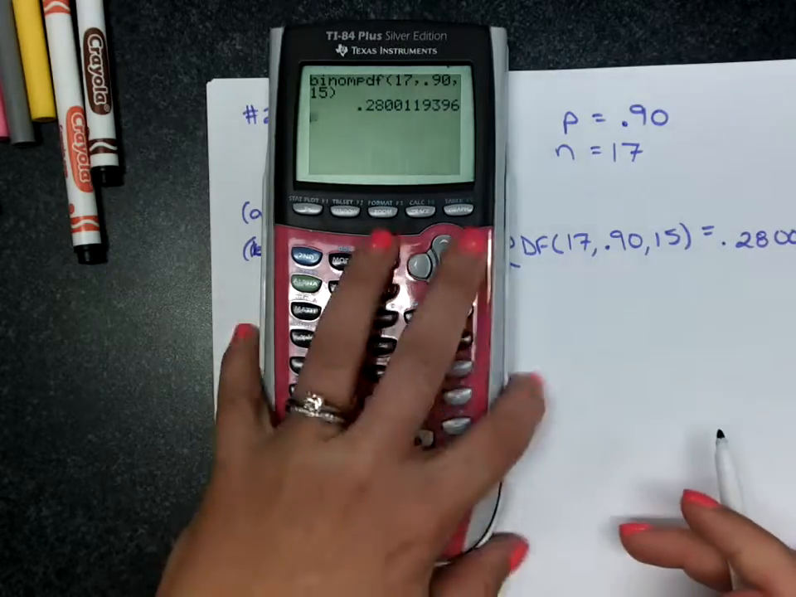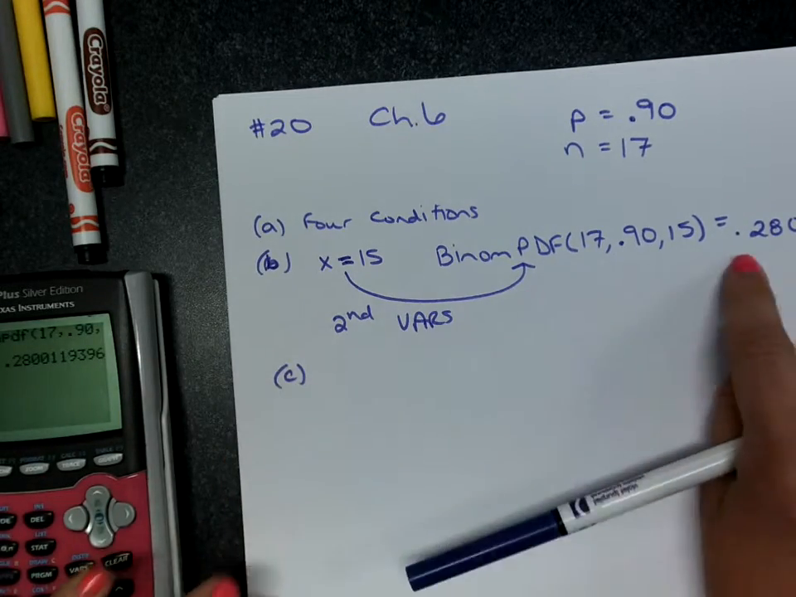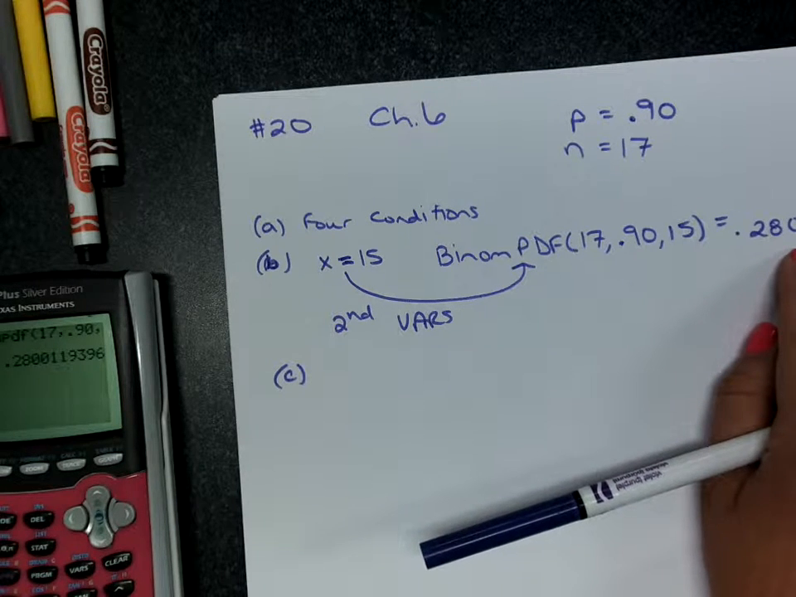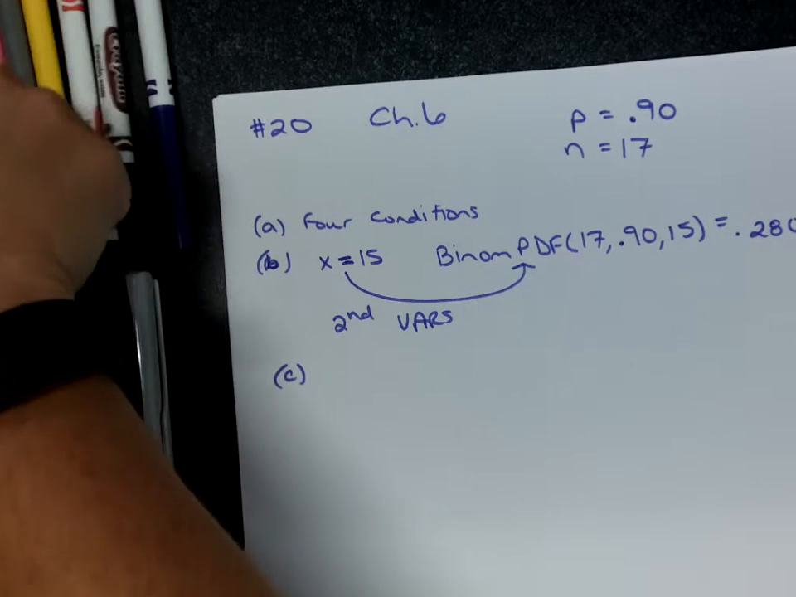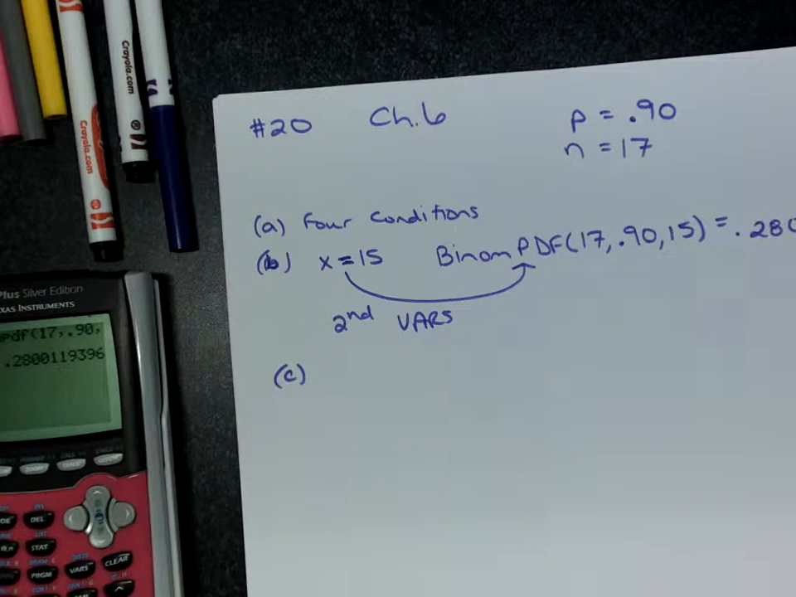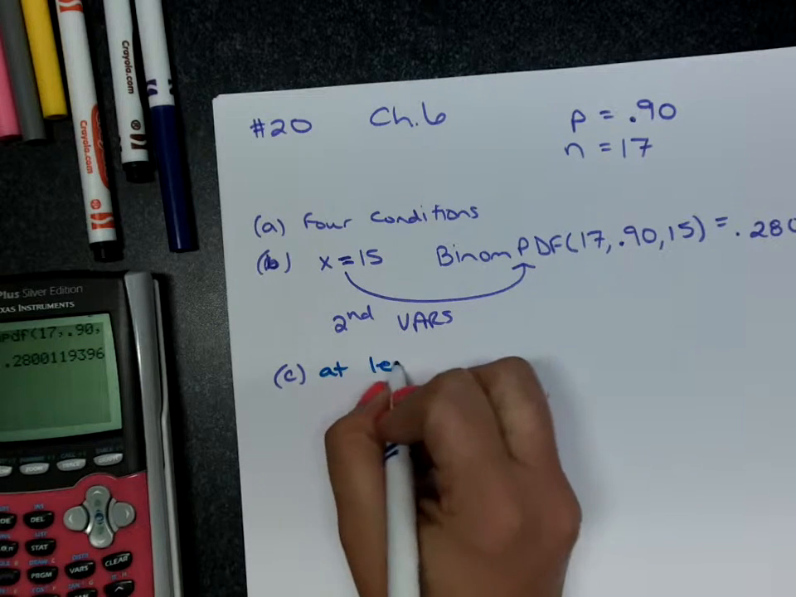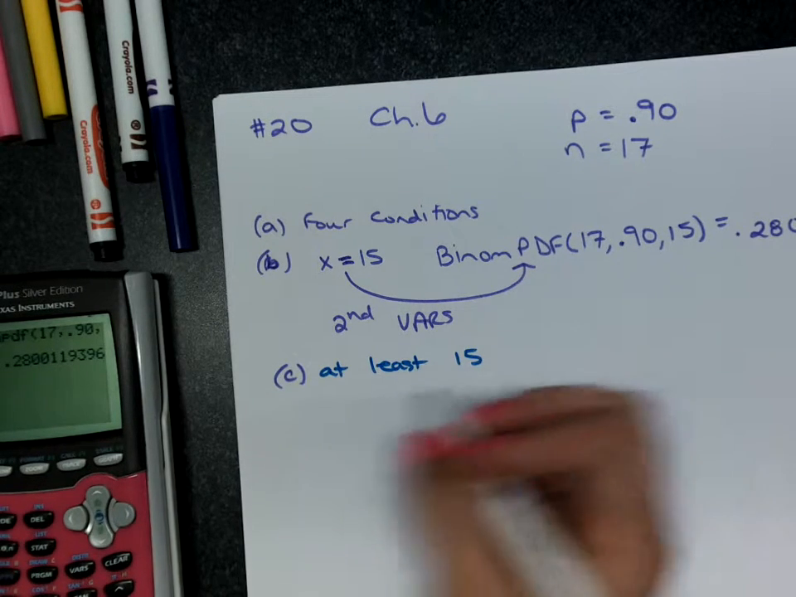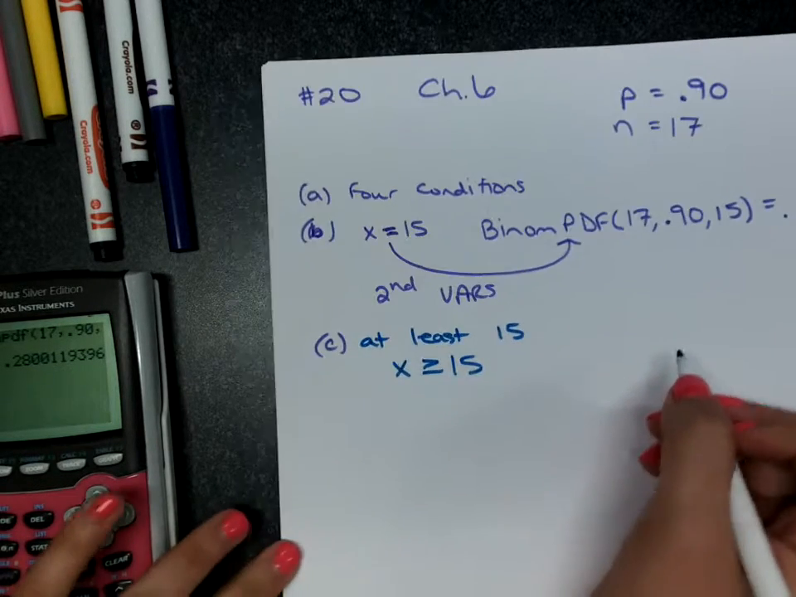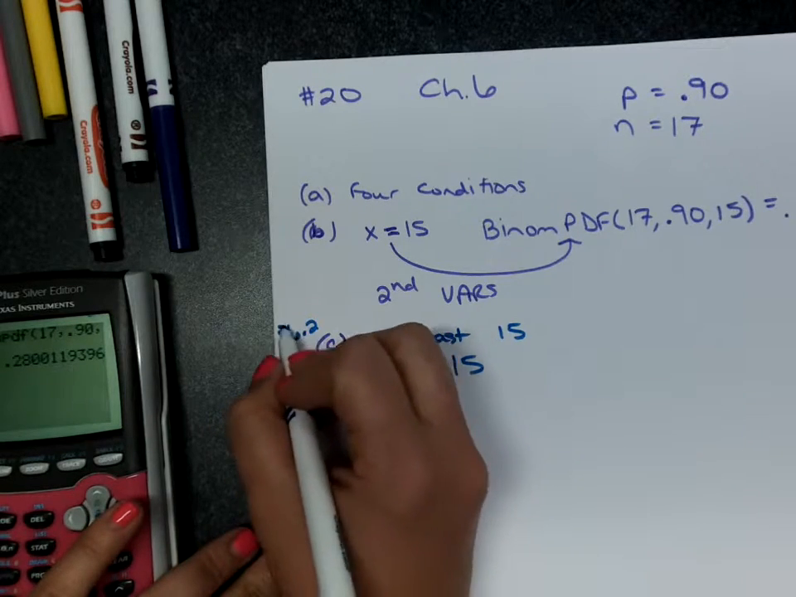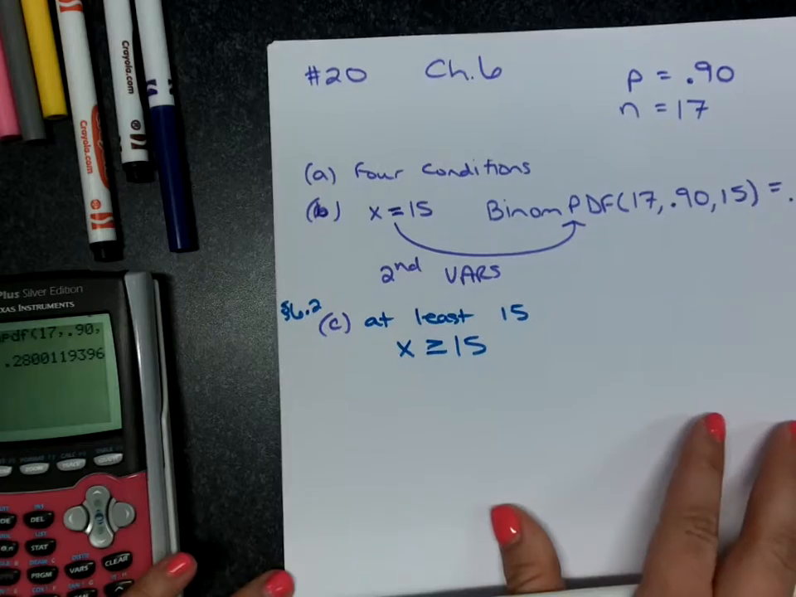The next question, it asks you to interpret this. This is 28%, so it would be in 100 trials we would expect 28 to have exactly 15 on time. And then the second question, the third part C, the probability that at least 15, now this is trickier, at least 15 flights are on time, as X is greater than or equal to 15. This is the hardest part. This is from section 6.2. For some reason, this is the most challenging part of the course for most of my students.